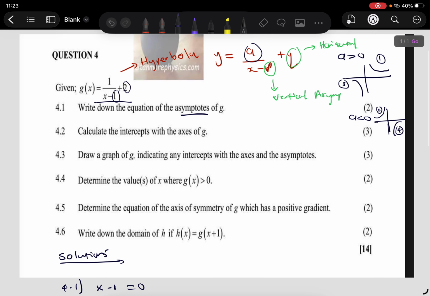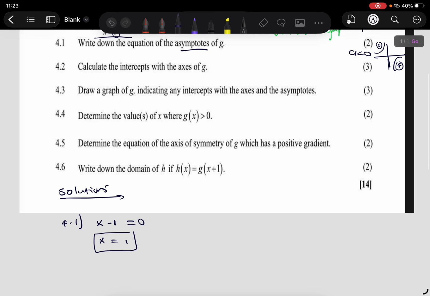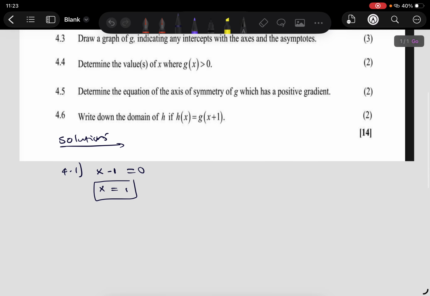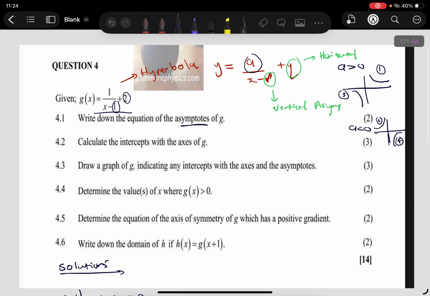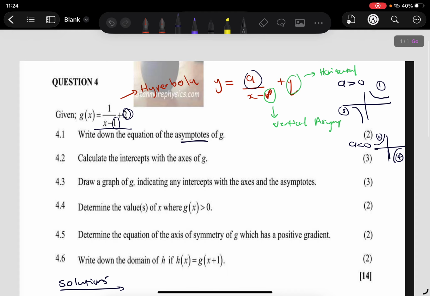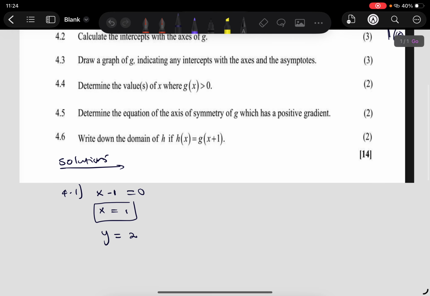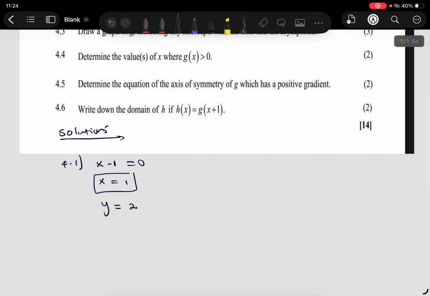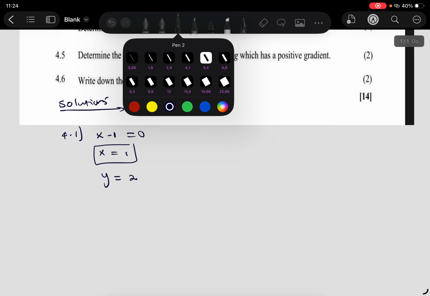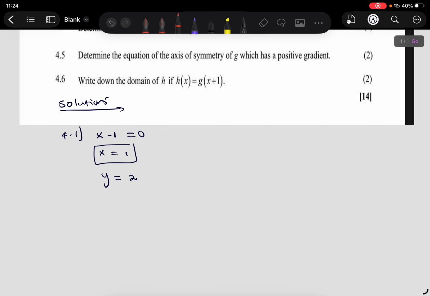The second asymptote, which is the horizontal one, is associated with y. That will be y equals 2, so it's similar to saying y equals q. And why do I emphasize vertical and horizontal asymptote? So that it is easier for you, when you draw your function, to correctly draw the asymptote.